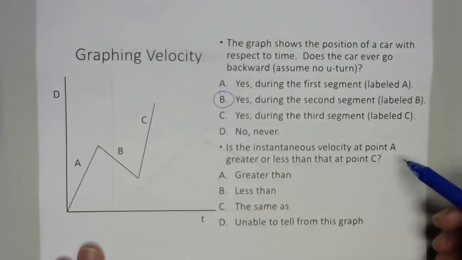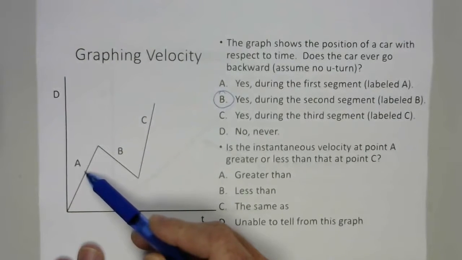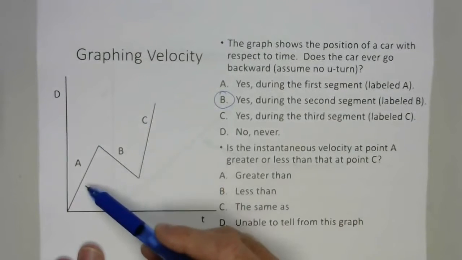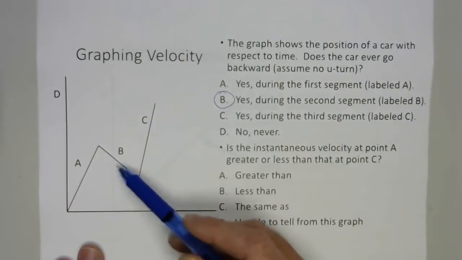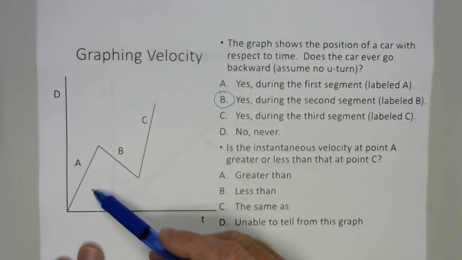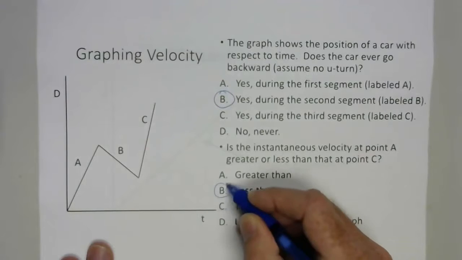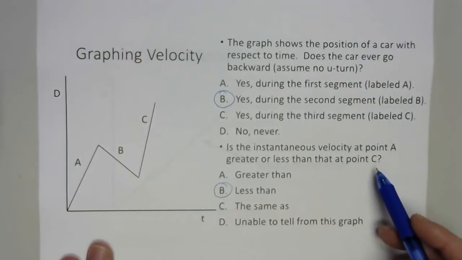Is the instantaneous velocity at point A greater or less than that at point C? So this segment versus this segment, what you have to do is look at the slopes. It looks like the slope on C is a bit steeper than the slope on A, so that means the slope would be higher, meaning the velocity is higher. So A is a little bit less than C, since we're comparing A to C.